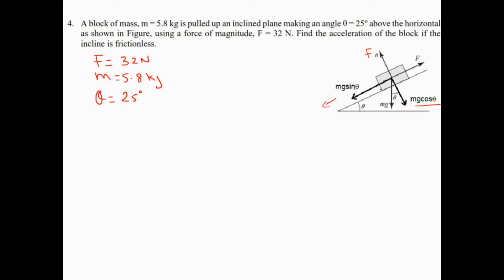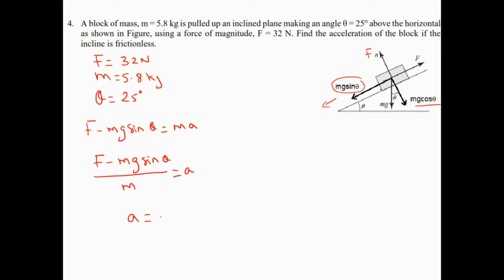Here the acceleration is only in the sine theta direction, so I have to equate this term. Therefore, F, my rightward force, minus mg sine theta is equal to mass multiplied by acceleration. Now I have to rearrange this equation in terms of acceleration. Therefore, F minus mg sine theta over mass is equal to acceleration. Now I'm going to substitute all the values in this equation.